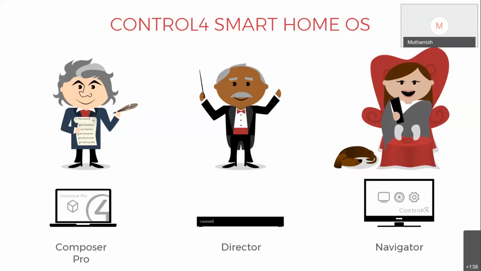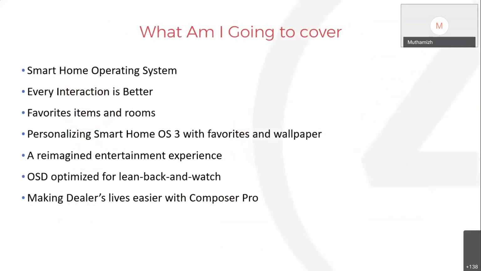Right. So what I'm going to cover today: one is a small introduction about the OS, and then how each and every interaction is going to be better, and also how to favorite items and rooms, how that works, and also personalizing your smart home OS favorites and wallpapers, and how it auto adjusts to all our user interfaces, maybe a TV, or maybe your mobile device, or maybe your iPad. Any of the user interfaces will have a better UI by itself, auto-adjusting by itself, right?